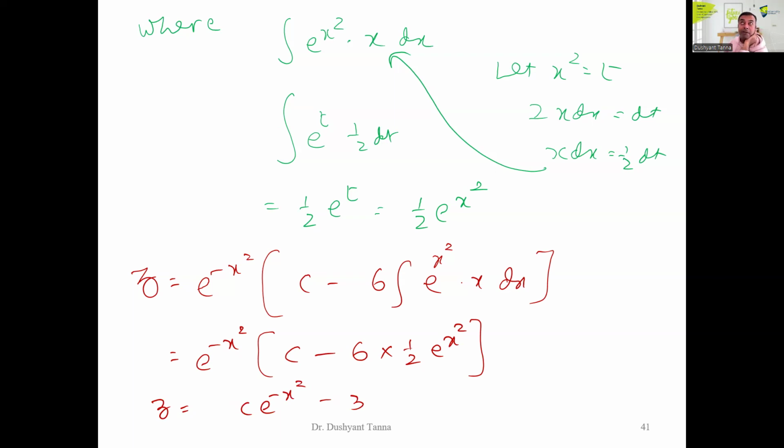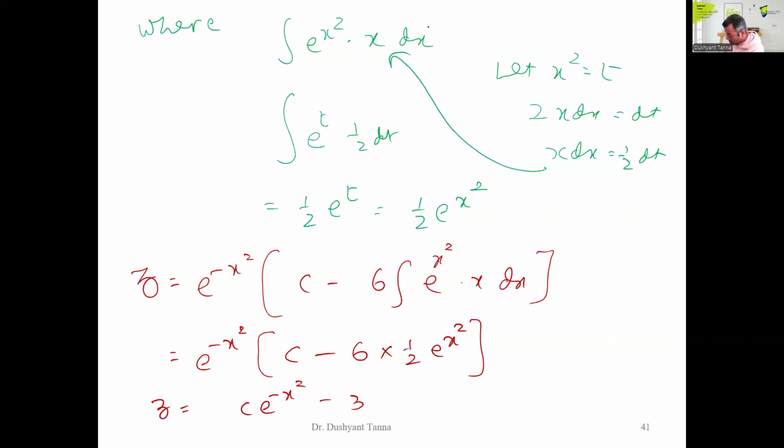Remember, z was y power minus 3. Yeah, so z was y power minus 3. Z is equal to y power minus 3, so 1 over y cubed. Okay.